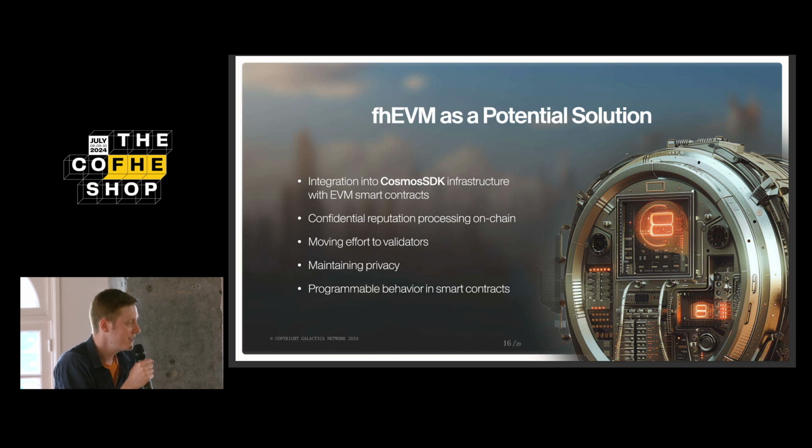And what's really nice is that with FHE, you can do confidential processing of reputation scores on chain, meaning that you can push the effort from the user side to the professional validators. So no longer do you as a user have to generate a big zero-knowledge proof on your machine, but instead the processing step can happen on chain on the validators. While still, and this is a very important point, maintaining the privacy, so that your data stays confidential.